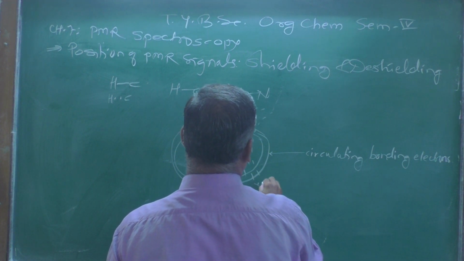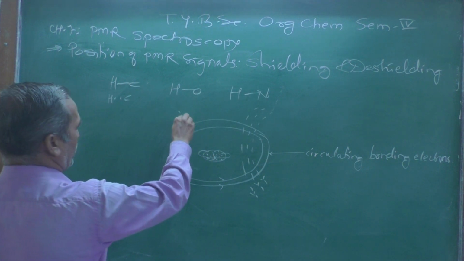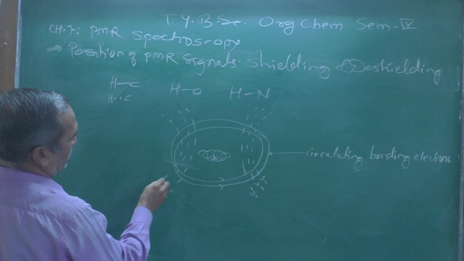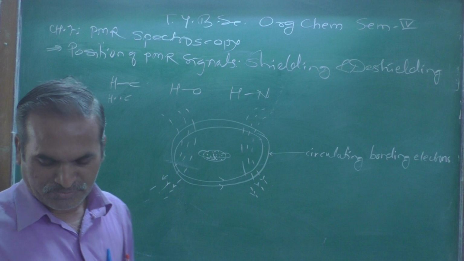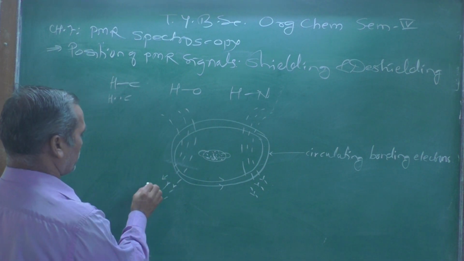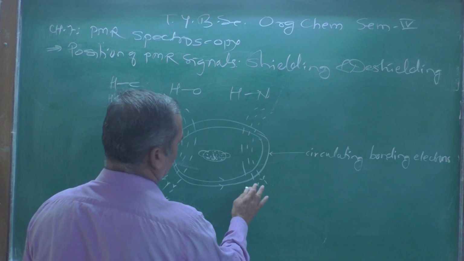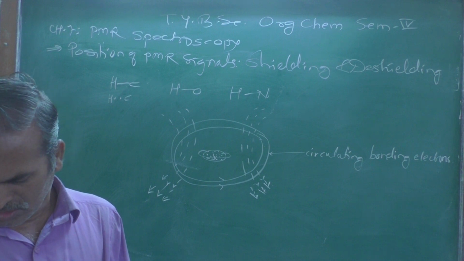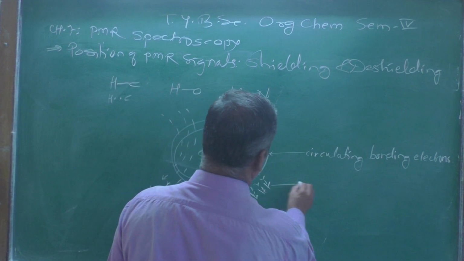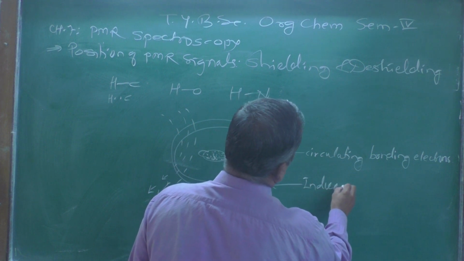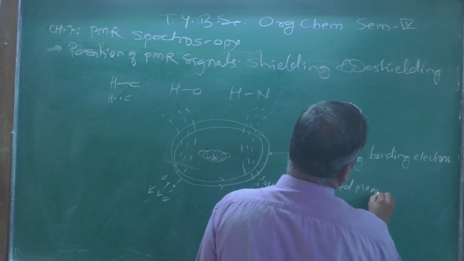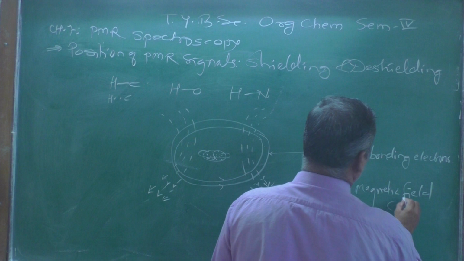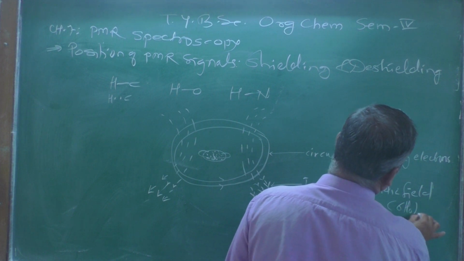This is the induced magnetic field on both sides, which is represented over here like this, not this one, like that. So you can show it over here this way. This is an induced magnetic field, which is represented by sigma H0.